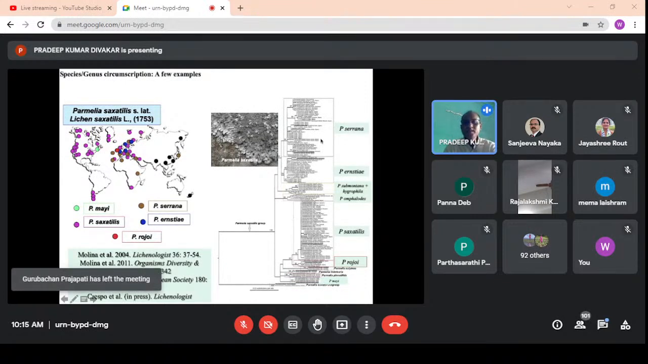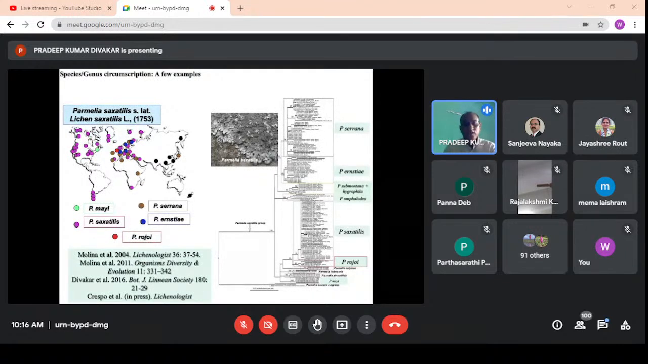And if you see the Parmelia saxatilis today, it includes about, I put here, 5 to 7 species. This is not a single entity, but it includes 5 to 7 species. This is thanks to the molecular phylogeny. Today we know that Parmelia saxatilis is not a single species, but a complex, and it includes more than 5 species in Europe and 2 in North America. Total number of species included in saxatilis is 7 today with the molecular phylogeny.